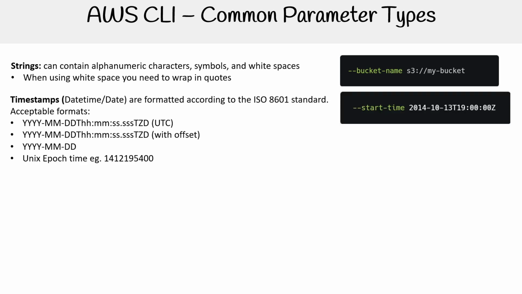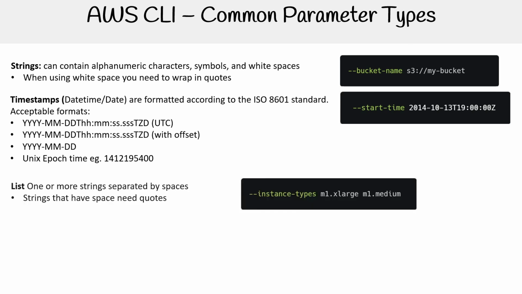For timestamps, we can provide a bunch of different formats, but they have to be in the ISO 8601 standard. So these are the formats that are accepted. Often it will just show you an example, so you can just use the example that is provided, but notice that there's a bit more flexibility there. Like some people might like using the Unix epoch time. It's up to you.